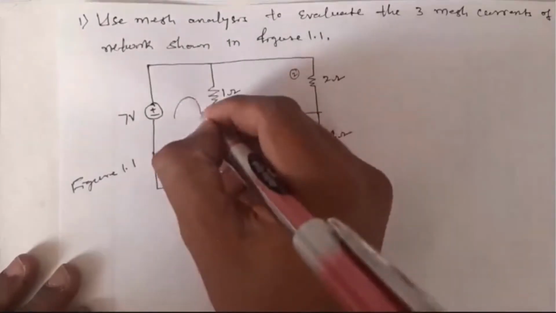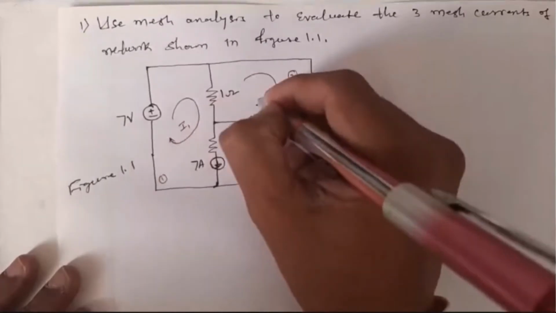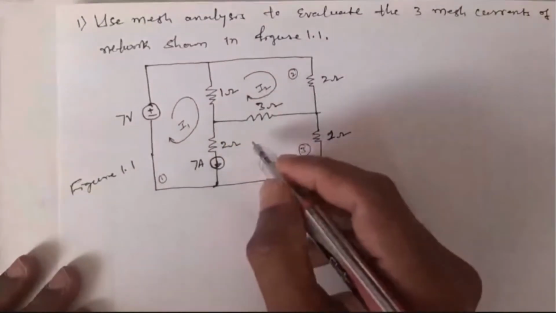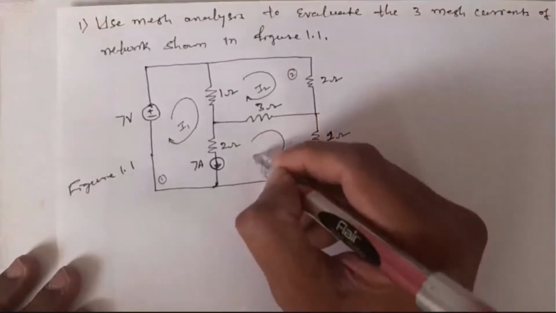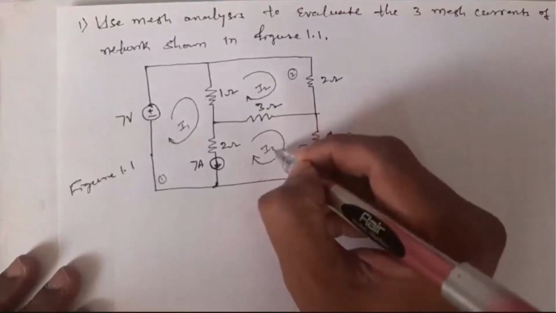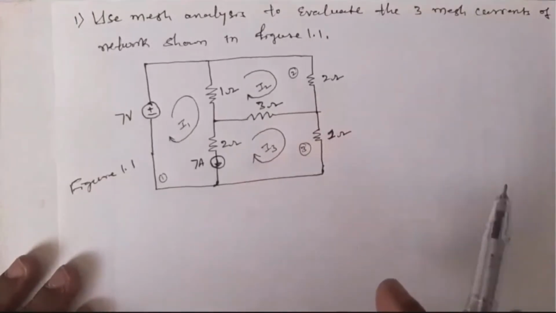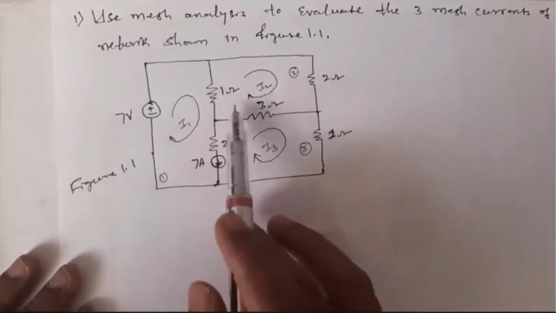which I call I1. Another mesh current is this, which I call I2. And the third mesh current is this, I3. Say all currents I have considered in a clockwise direction. Okay. How to solve? Dear students, I can apply KVL to this mesh, no problem.